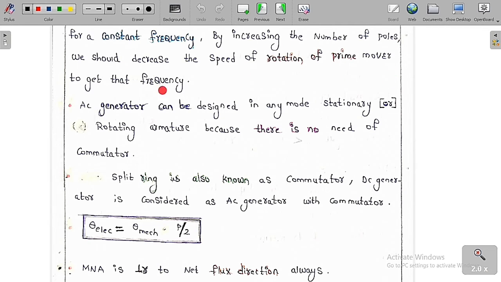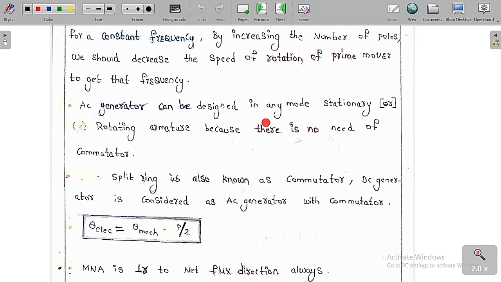So for a constant frequency, by increasing the number of poles, we should decrease the speed of rotation of the prime mover. You can also do vice versa: increase the speed of rotation and decrease the number of poles to get that constant frequency. You can easily derive this from the equation N is equal to 120 F by P. Either way, the product of P and N stays constant, giving the same frequency.